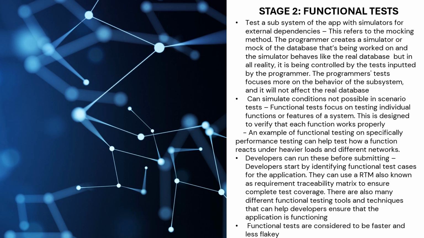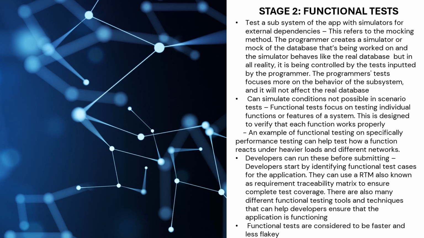Functional tests can simulate conditions not possible in scenario tests. Functional testing focuses on testing individual functions or features of a system. This is designed to verify that each function works properly. An example of functional testing, specifically performance testing, can help test how a function reacts under heavier loads and different networks. Developers can run these before submitting.